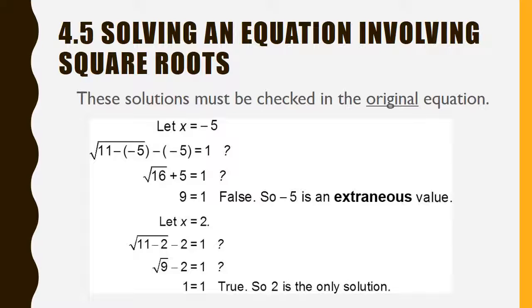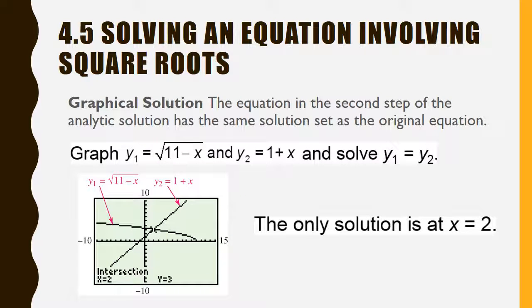Now try 2. 11 minus 2 equals 1. So we have the square root of 9 minus 2. The square root of 9 is 3, and 3 minus 2 is indeed 1. So true. So 2 is the only solution. We graphed y1 equals the square root of 11 minus x, and y2 is 1 plus x. And then we found the intersection, and you'll notice they only cross at one point, and that is at x equals 2.